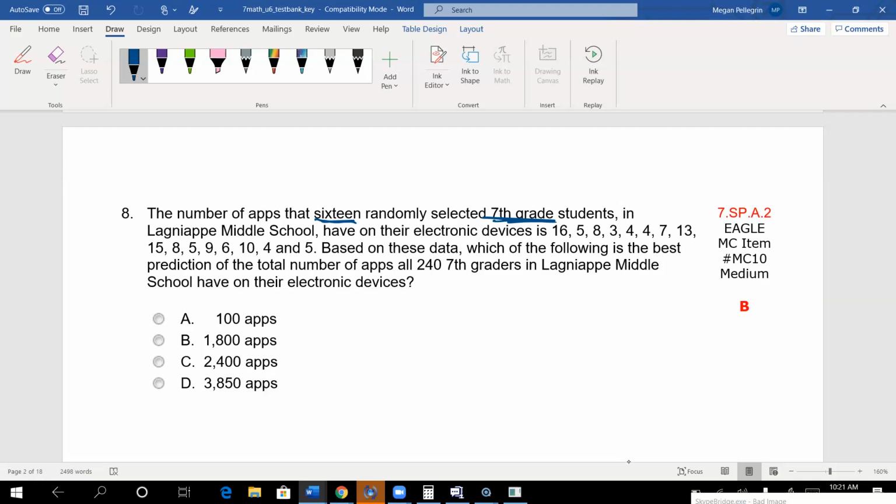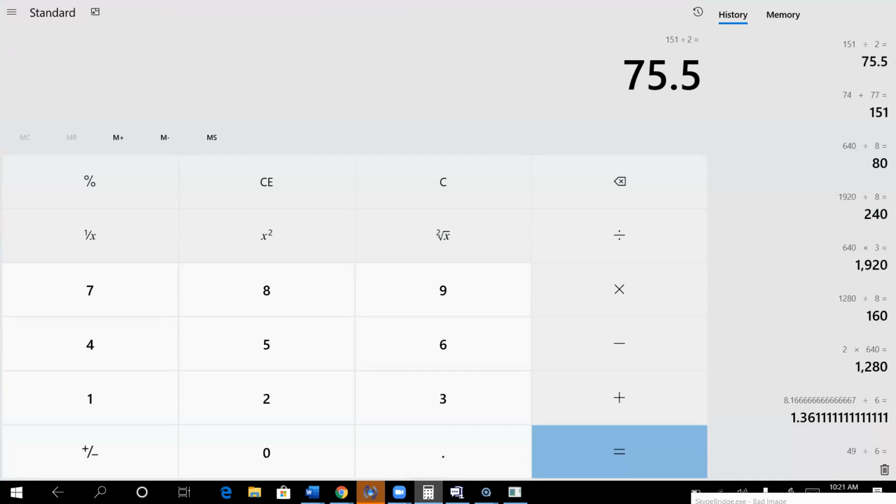Okay, so I have these numbers written down elsewhere so that I can see them while I'm using my calculator. So what we want to do here is find their average. On average, how many apps does each student have? So we're going to find the average, meaning we have to add up all of the numbers.